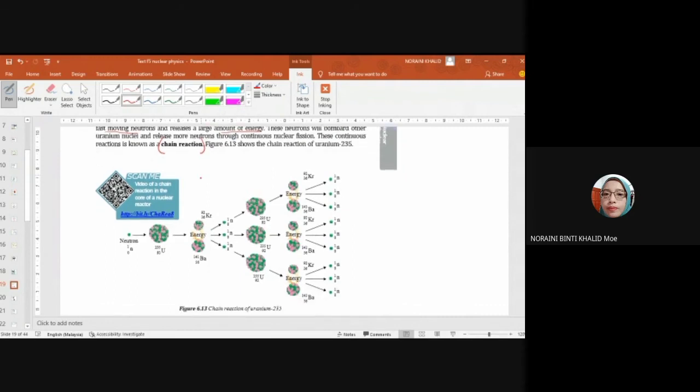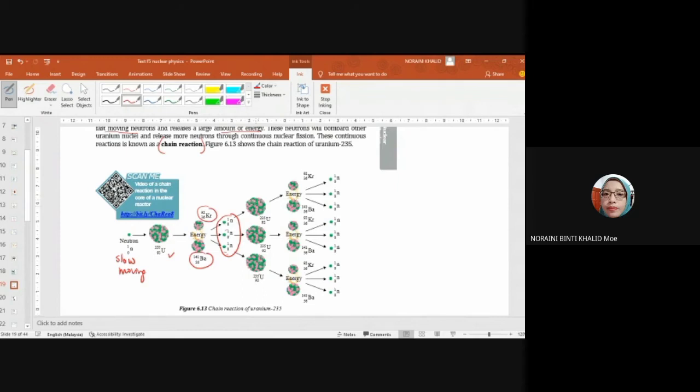And look here, uranium-235 is bombarded by a slow-moving neutron. We cannot use fast-moving neutrons, only slow-moving ones will be captured by the uranium nucleus. Then it becomes unstable uranium-236 and splits to become krypton and barium. At the same time, it releases 3 neutrons. If not controlled, the 3 neutrons will now bombard other uranium nuclei. You can see how many uranium nuclei are involved here. Initially only 1, and then the second stage is now 3.